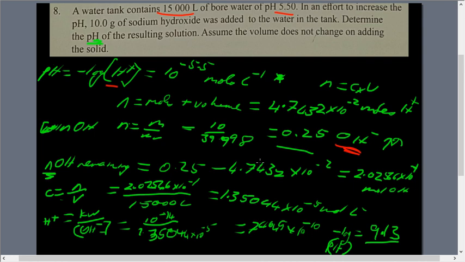We divide that by the volume, 15,000 litres. So the amount of hydroxide remaining divided by the volume gives us a concentration of hydroxide. We do the usual pH calculation of finding the hydrogen ion concentration from the Kw, and then we just put that into our pH formula, which is minus log of hydrogen ion concentration, and that gives us 9.13. And that's how to tackle that one. I hope it was of some help.